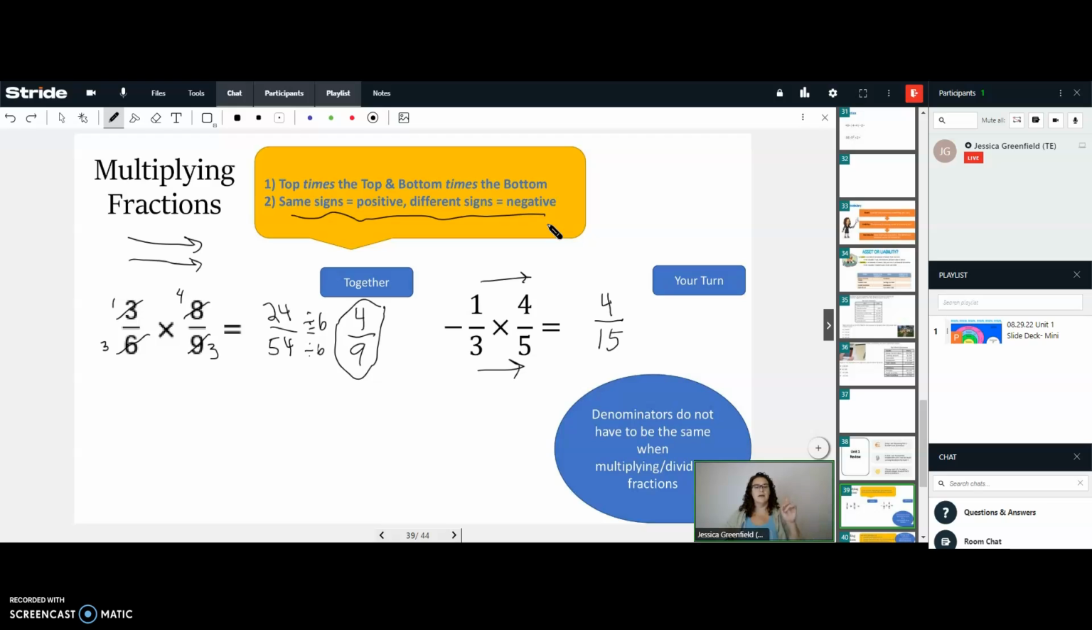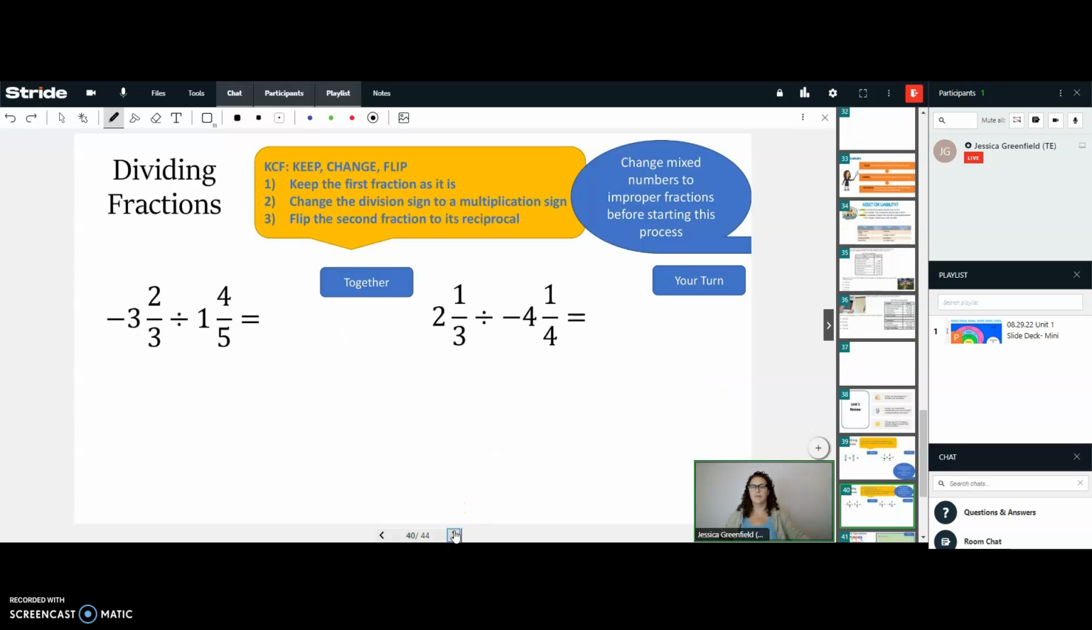Whenever we are multiplying or dividing, if the signs are the same, the answer is positive. If the signs are different, the answer is always negative. So here I've got a negative fraction times a positive fraction. I know that my answer is going to be negative. All right, denominators do not have to be the same when multiplying or dividing fractions. Remember that denominators need to be the same when we're adding and subtracting fractions. We want that common multiple. All right, but in multiplying, straight across top and bottom. Let's look at the next example.